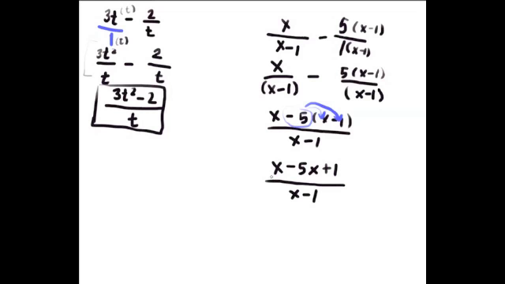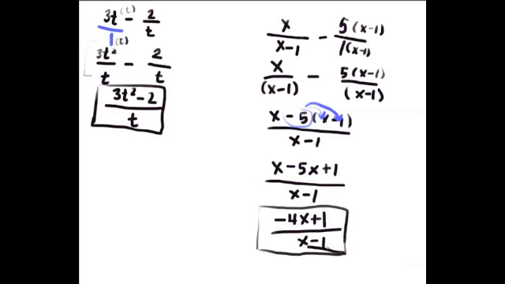Simplify the tops, collect like terms. So x minus 5x is going to be a negative 4x. This plus 1 has no one to combine with, so I just drop it down. And then I have an x minus 1 there. And it's as simple as I could get because I can't factor anything. So final answer for this is negative 4x plus 1 over x minus 1.